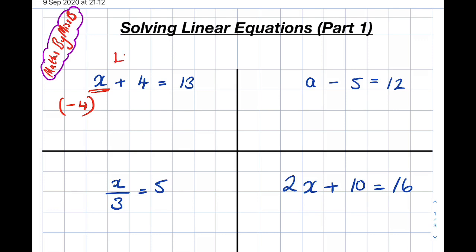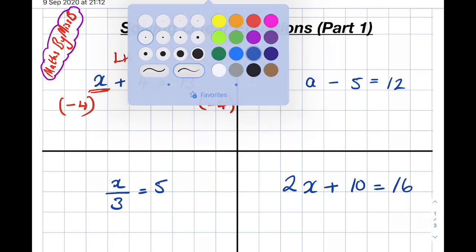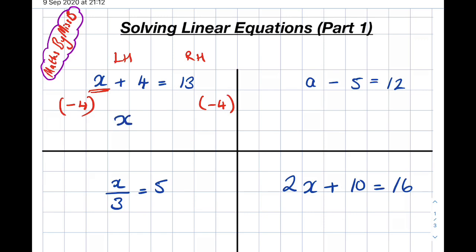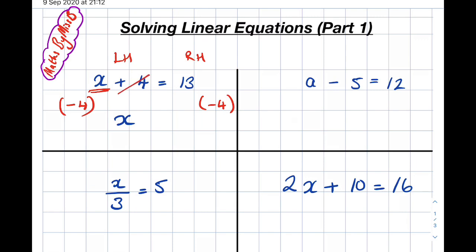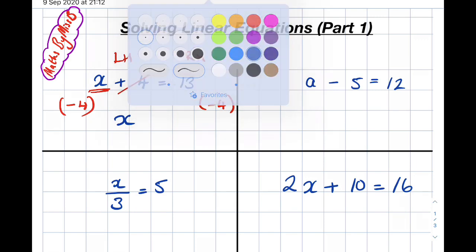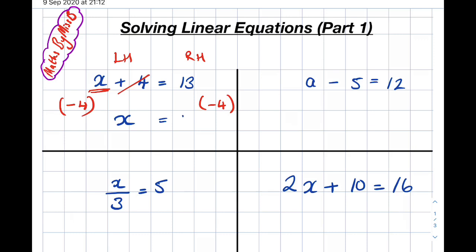So here's the left hand side and this is the right hand side. So from the left hand side we need to take away 4, but we need to take away 4 from the right hand side as well. Now when we subtract 4 from the left hand side, we are left with just the x on its own because the 4 has now gone. The positive 4 has disappeared. When we take away 4 from the 13, we are left with 9. That's how we arrive at the answer of x equals 9 by using this balancing method.